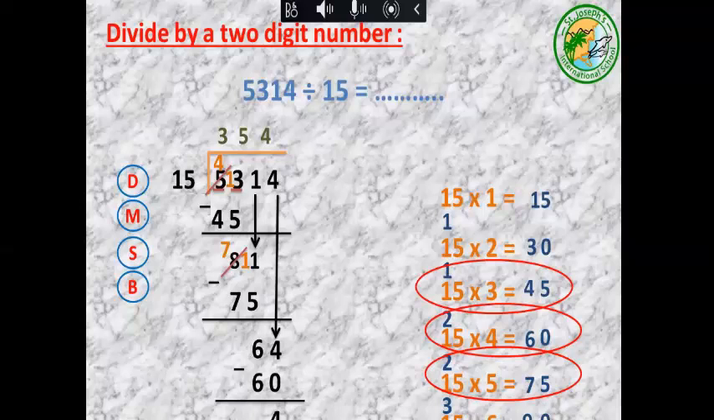We don't write 0 on the left. So this is the remainder. I have in this case a remainder. My quotient is 354, remainder 4. This time I have a remainder. Okay, another one.